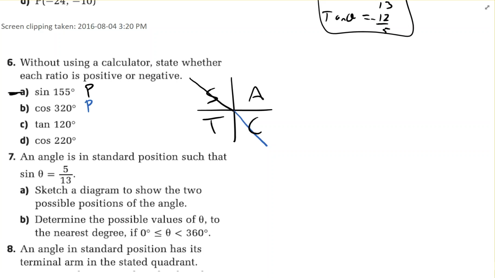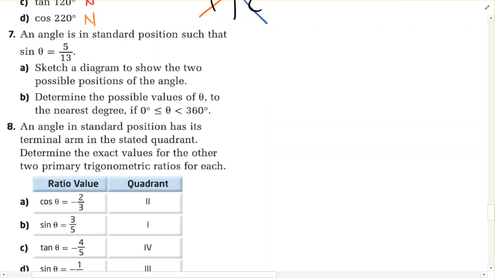If I look at C, tan 120. 120 degrees would be over here, and that's negative there. Tan is only positive in quadrant 3 and quadrant 1, so it's negative there. Cosine 220: it's not quite to 270, the straight down one, so it's going to be in that quadrant. And cosine is negative in that quadrant. So there you go.